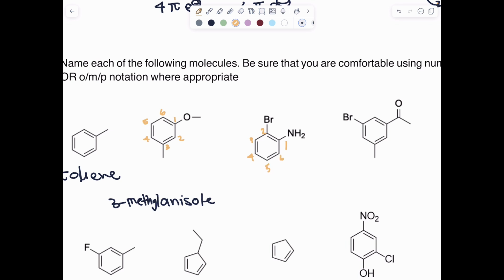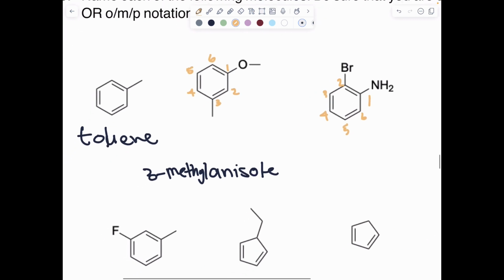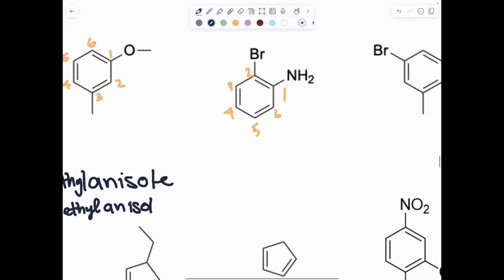Actually, let's go back to the previous example. I just realized that I didn't use the ortho-meta-para designation, so instead of naming it 3-methylanisole, we could have named it m-methylanisole because the two groups are meta to each other. Both naming conventions are considered correct, and you're able to use either one to name this compound.